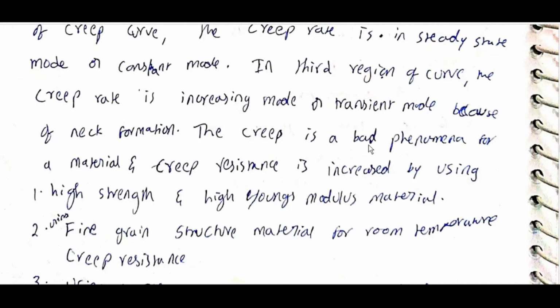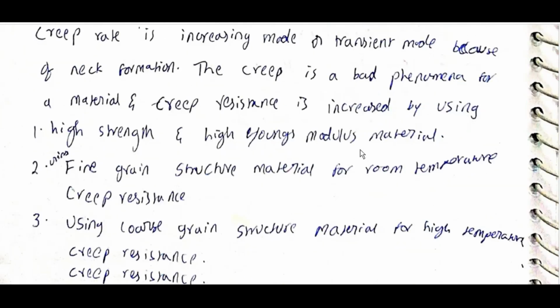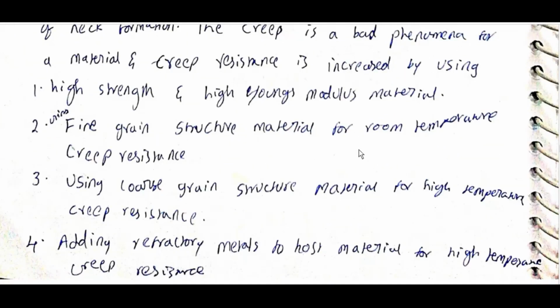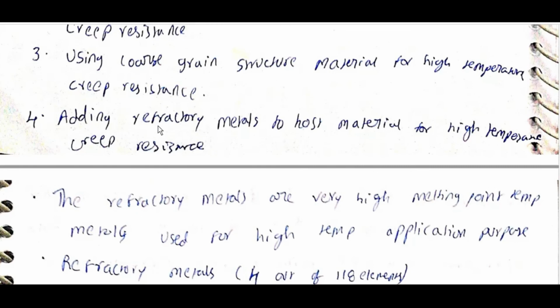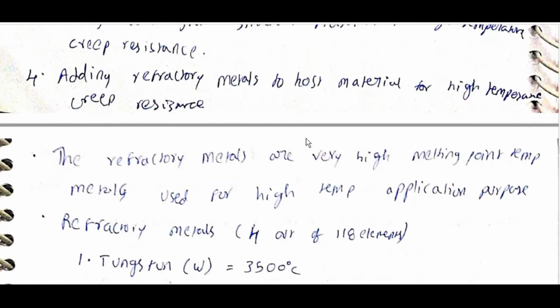Creep is a bad phenomenon for a material. Creep resistance is increased by using high strength and high Young's modulus material. Use fine grain material for room temperature creep resistance, and coarse grain structure material for high temperature creep resistance. Adding refractory metals to the host material also improves high temperature creep resistance.